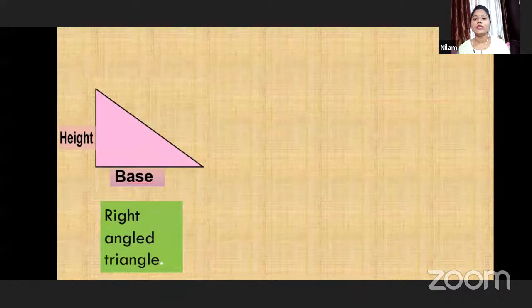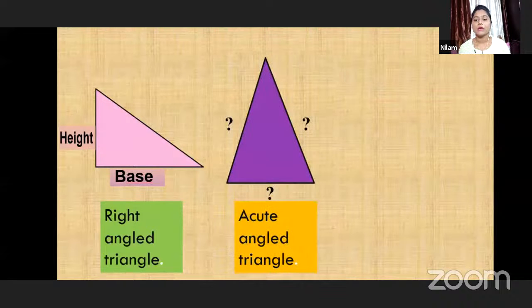Okay, now let us see the next part. On the screen you can see a right angled triangle which has base and height. From that we can make out the formula half into base into height. But there are different types of triangles, children. The measure of the right angle in a right angled triangle is 90 degrees, but there are more types of triangles.